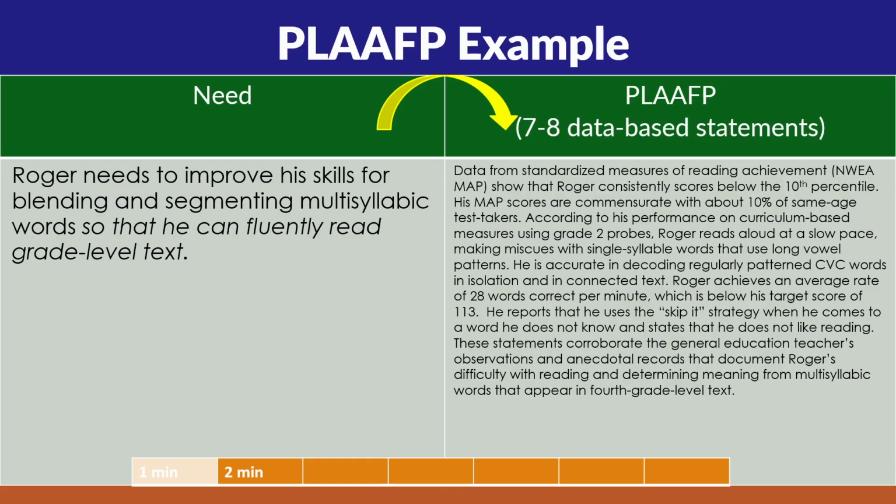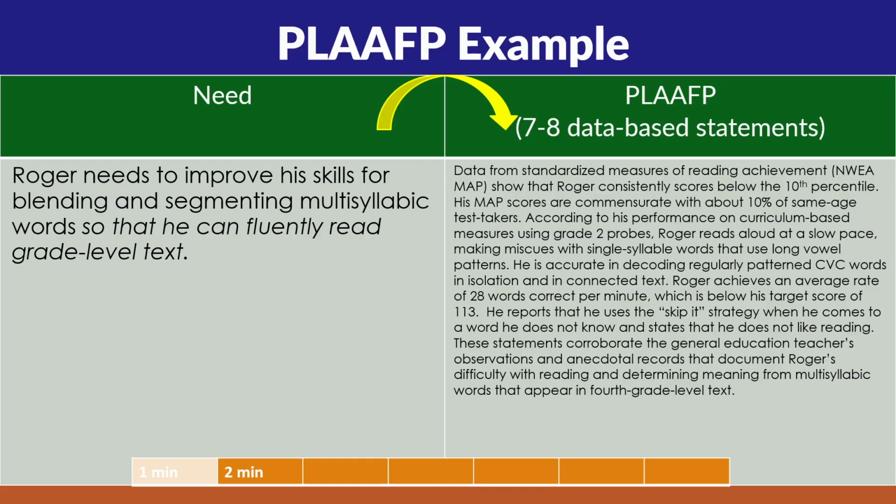Data from standardized measures of reading achievement, the NWEA MAP, show that Roger consistently scores below the 10th percentile. His MAP scores are commensurate with about 10% of same-age test takers. According to his performance on curriculum-based measures using grade 2 probes, Roger reads aloud at a slow pace, making miscues with single-syllable words that use long vowel patterns. He is accurate in decoding regularly patterned consonant, vowel, consonant words in isolation and in connected text.